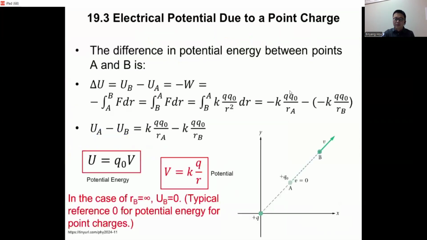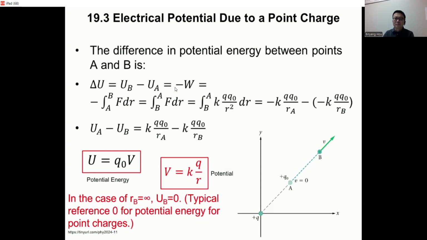So for a point charge, we know a point charge will produce an electric field. Point charge produces electric field. So then under the electric field, if both are positive, this B charge will be driven away by the electric force. So electric force does work, so there's a potential energy change.